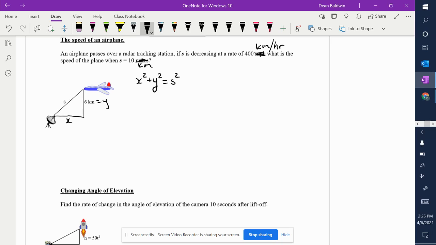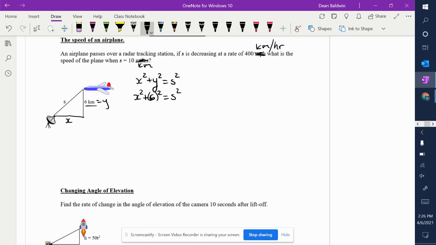The height of the airplane is constant. It doesn't say it changes, right? It doesn't say it goes up or down. It just says it's moving along like this. So this 6 kilometers is constant. Put it in the formula right away. So you get X squared plus 6 squared is equal to S squared.